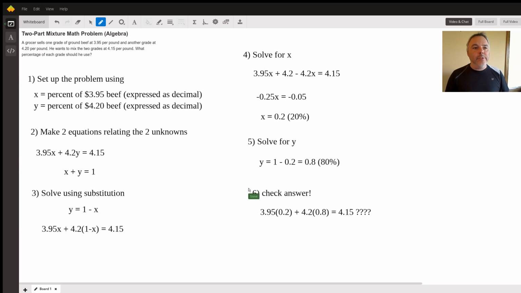It's always good to check your answer. So what I recommend here: go back to the original equations. Certainly the second equation: 20 plus 80 is 100, right? Check that, make sure that works. And now put in your x as a decimal, 0.2, and your y as 0.8, and I'll leave it to you to see: does this match $4.15? Big hint, yes, it does.